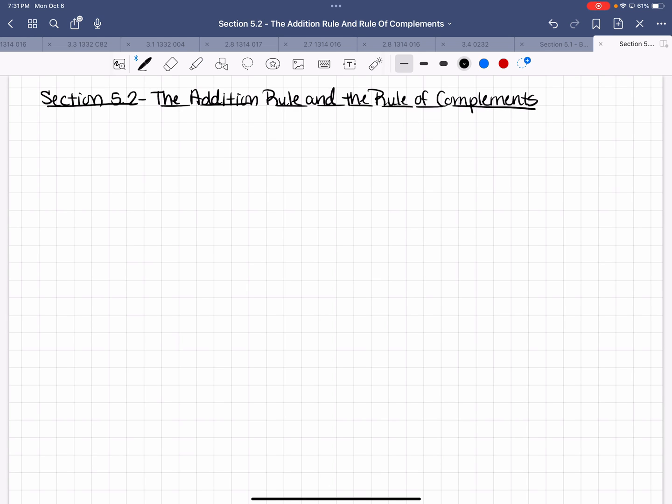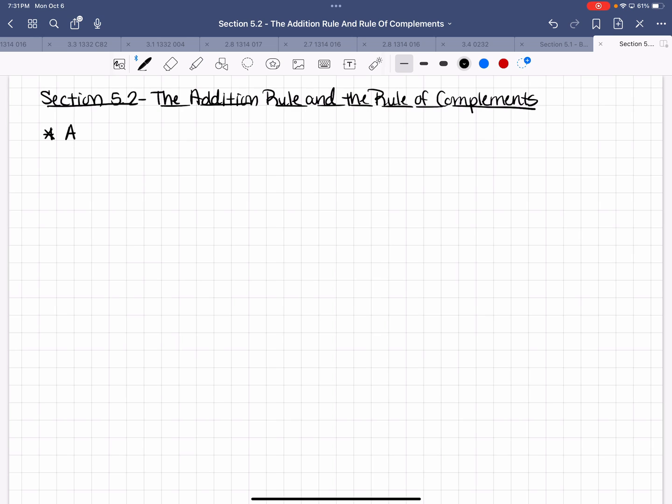Okay. And let's see what we're going to do in here. We're going to compute probabilities by using the general addition rule. We're going to compute probabilities by using the addition rule for mutually exclusive events. We're going to compute probabilities by using the rule of complements. I'm not going to make you write all that out.